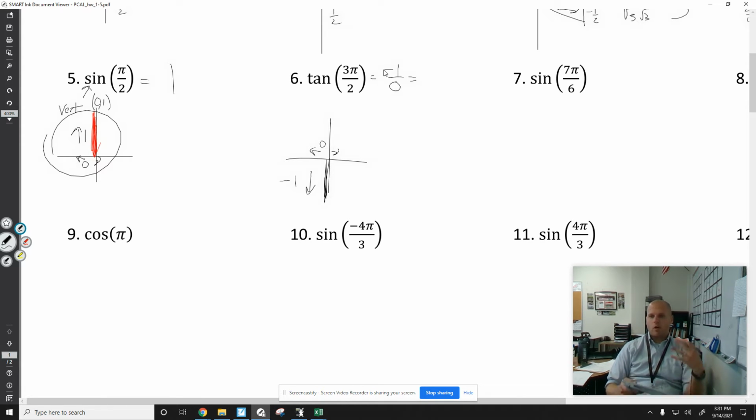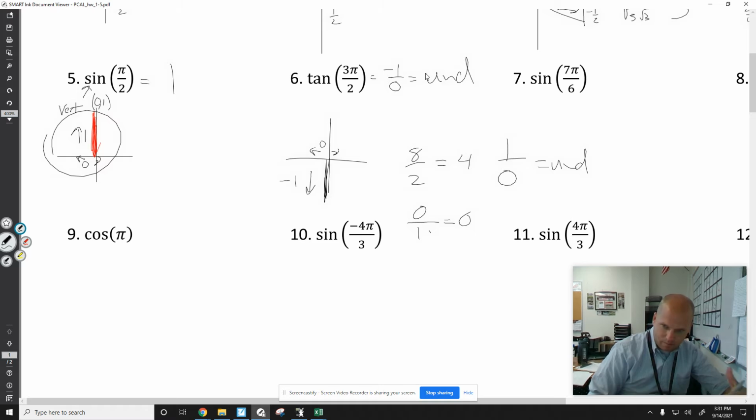Can you divide by 0? No, you can't. Think about turning a division into a multiplication, like 8 divided by 2. What number times 2 gives us 8? 4. Okay. 0 divided by 1. What number times 1 gets us 0? 0. So we're allowed to divide 0 by a number. 1 divided by 0. What number times 0 gets us 1? It cannot be done. That's why we say it's undefined. Okay? You can't multiply 0 by anything to get 1. You're not allowed to divide by 0.